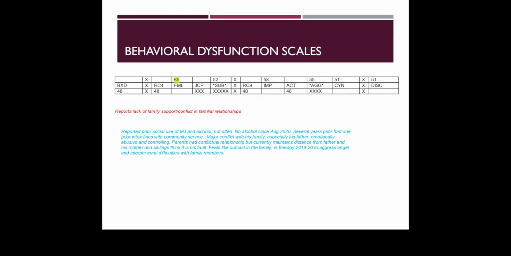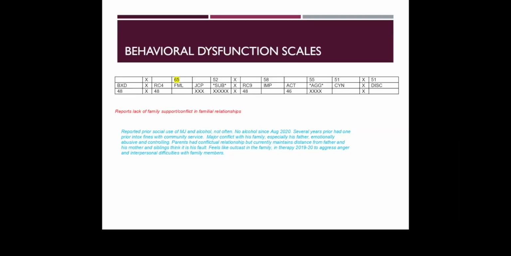He did report prior social use of marijuana and alcohol, although not often and only socially. He'd been avoiding alcohol since August of 2020. He did report one prior time that he had had a fine, community service, and a fine because he had public intox. But his JCP score or his subscore isn't up. I was just giving you the rest of the context for things that are consistent with behavioral dysfunction from his history standpoint.